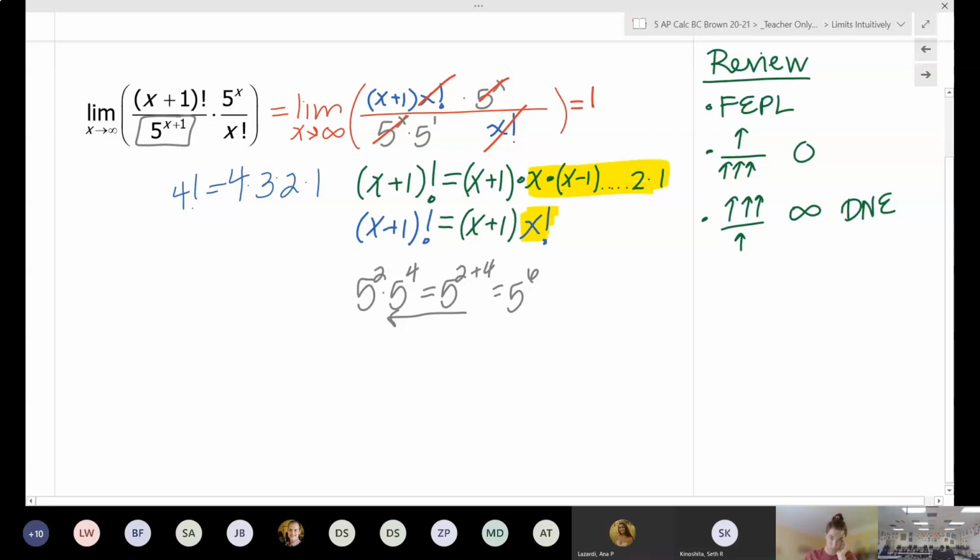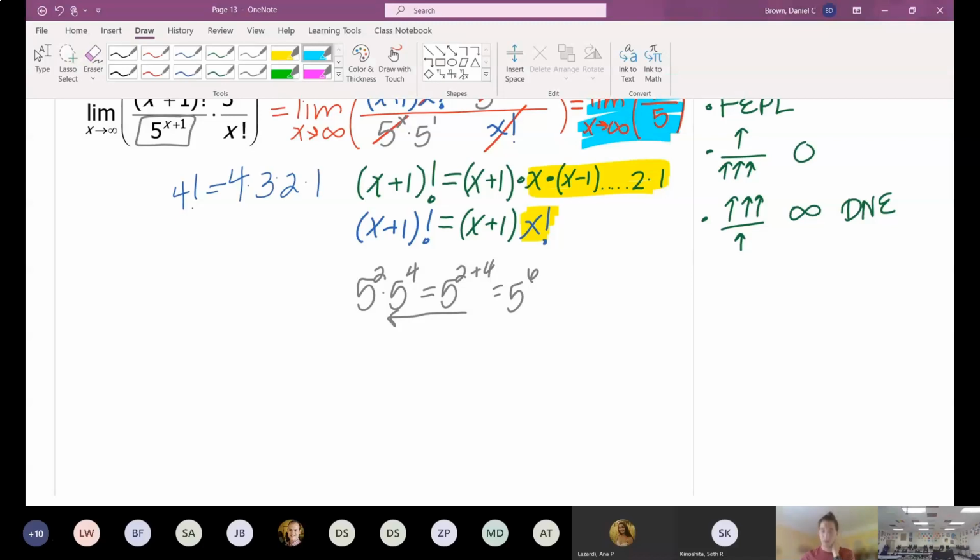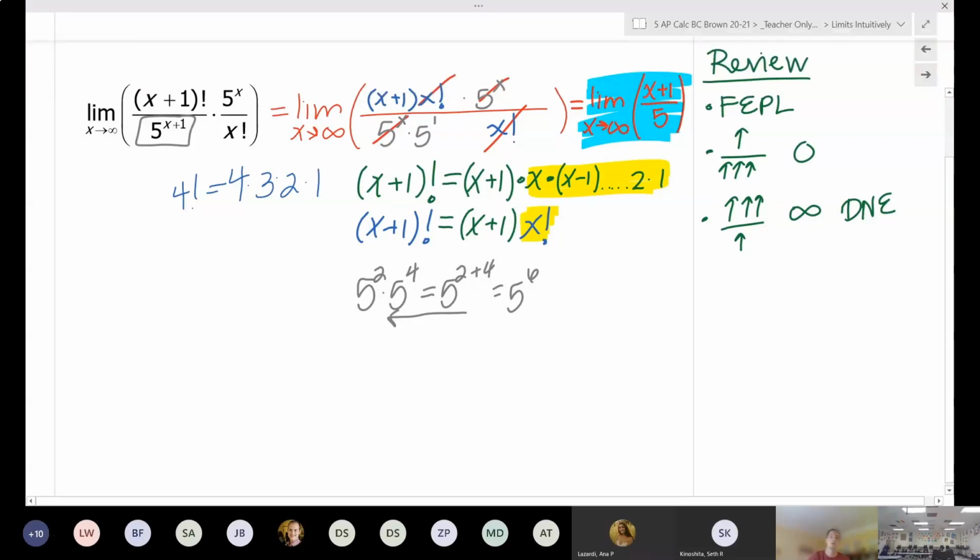So my simplified limit, should have left some more space, but I have the limit as x goes to infinity. In the numerator, I have x plus 1, and the denominator, I just have a 5. So this is the simplified limit. So if x is going towards infinity, I know that means x in the numerator is going towards infinity. The denominator is just a 5, so it's not changing. So if I have infinity divided by 5, what are we going to say that limit is going towards? Infinity. Infinity, and if the limit's going towards infinity, what do we say the answer to the limit is? Does not exist. Does not exist.